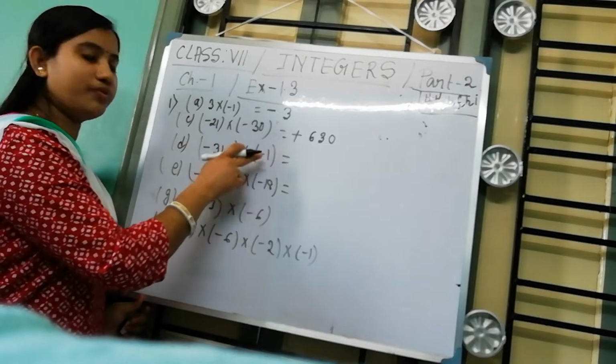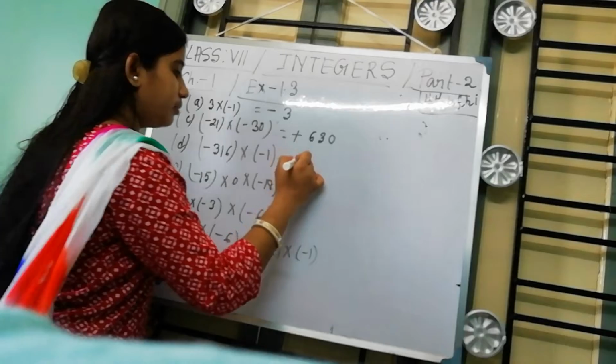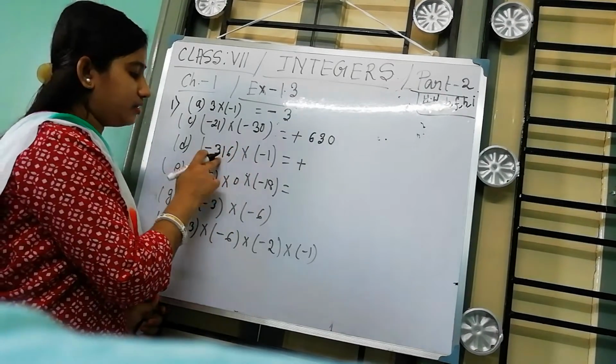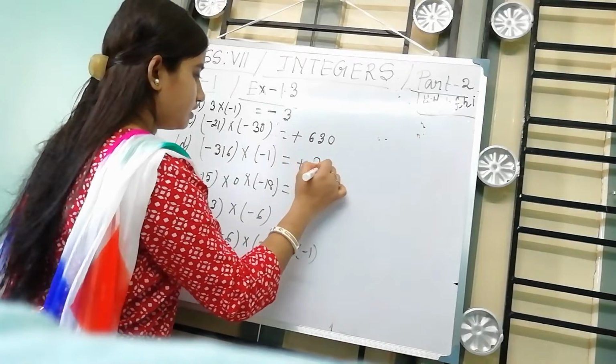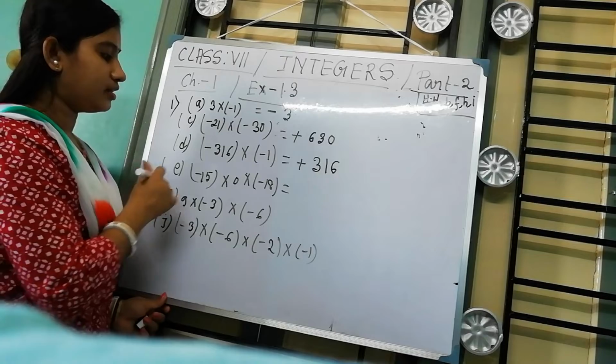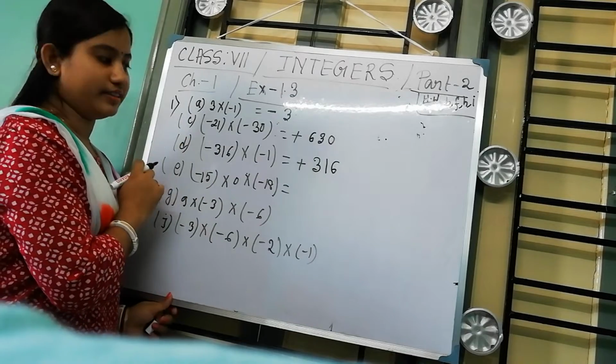Here also there are 2 minus signs, that means this is plus. And 316 into 1 gives the integer 316 itself. This is called the multiplicative identity.